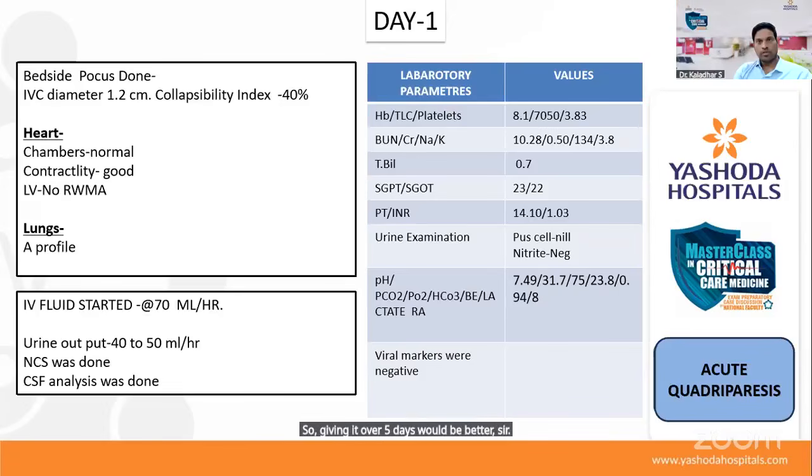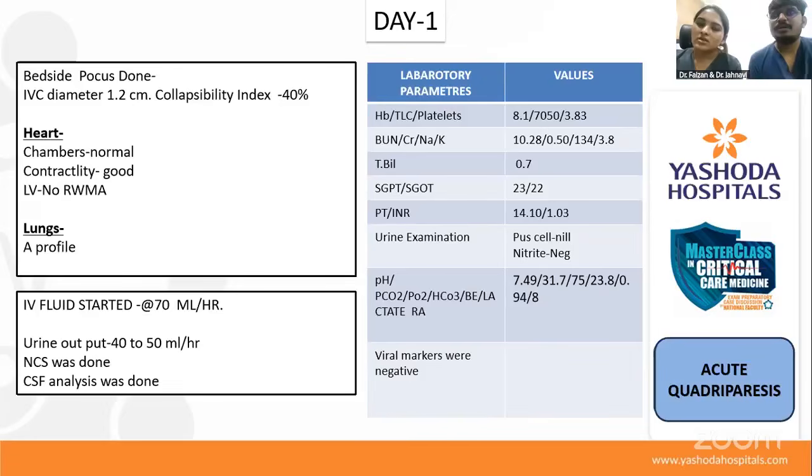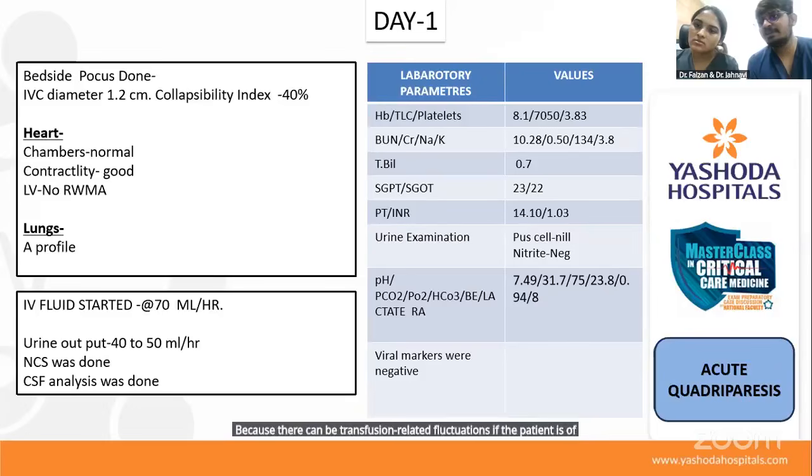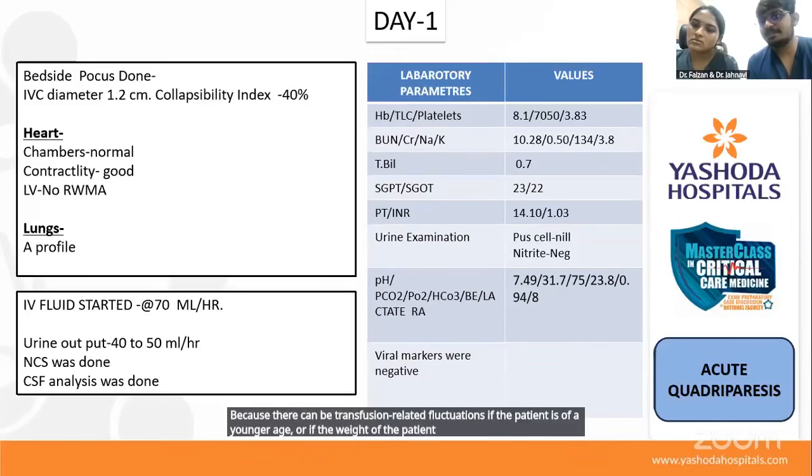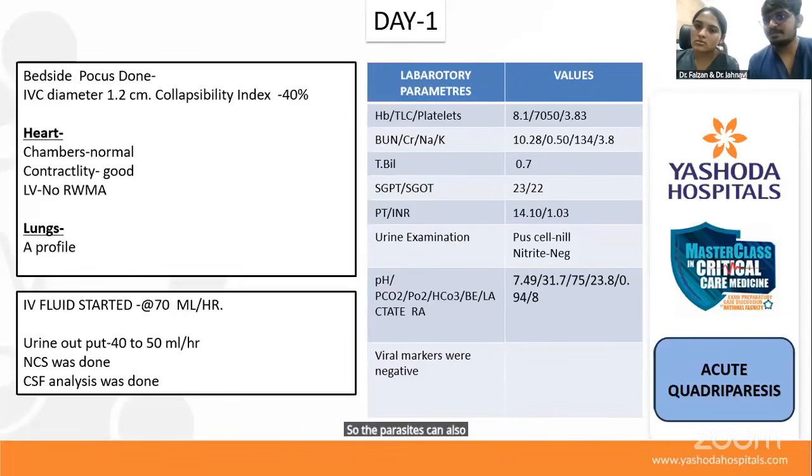Why so? Why do you think so? Because there can be transfusion related fluctuations if the patient is of a younger age, or if the weight of the patient is lesser. So even when the patient might be recovering, IVIG related deterioration can also occur. So the paresis can also get worsened.